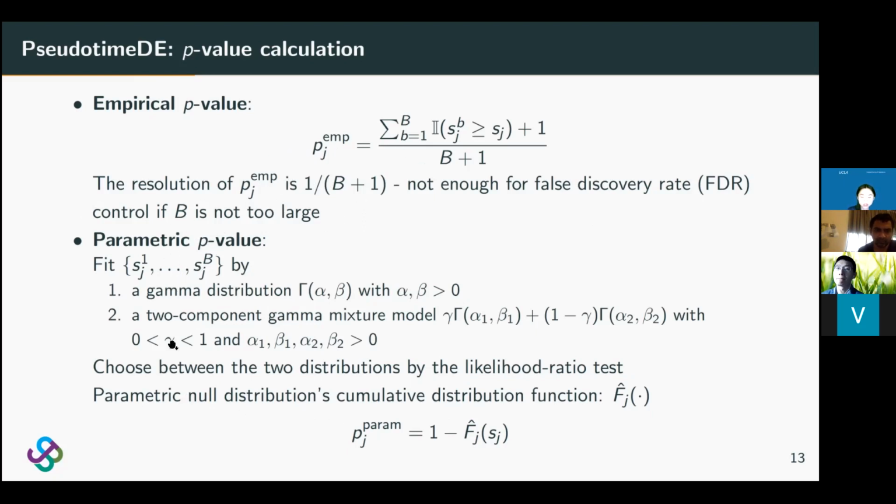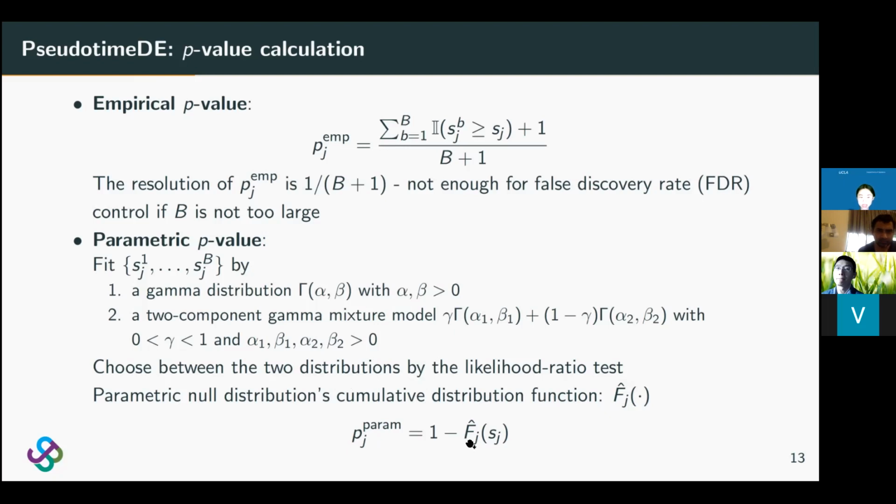And then we choose between those two distributions by a likelihood ratio test. Then, whichever distribution is picked, we call the fitted cumulative distribution function F_j hat. Don't forget that we're still talking about gene j, so we always carry the subscript j. And then given this empirical CDF or parametric fitted CDF, we can calculate the p-value as the right tail probability.